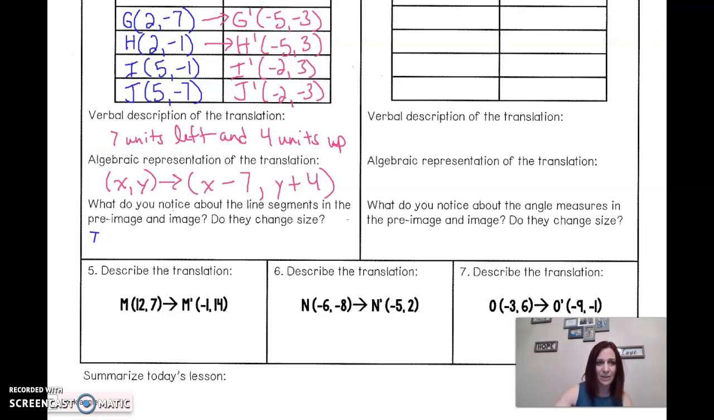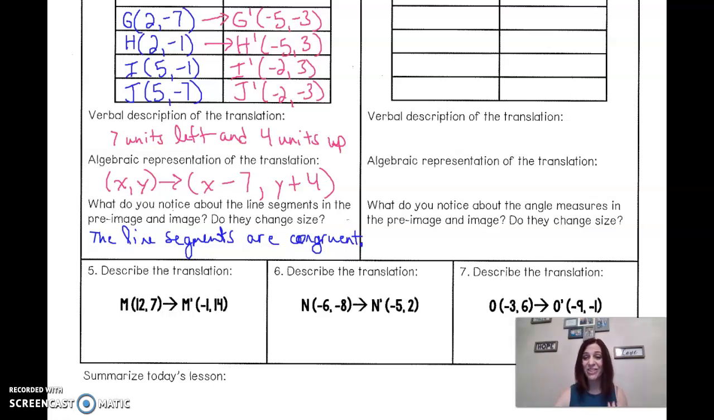So what we're going to say is, and I'm going to actually use my drawing tool here, the line segments are congruent. Now remember, congruent is the geometry word for equal. They're the same. They have the same measure. Okay?